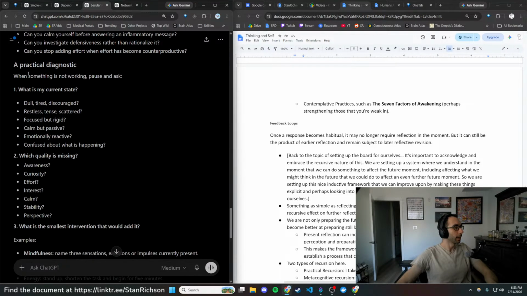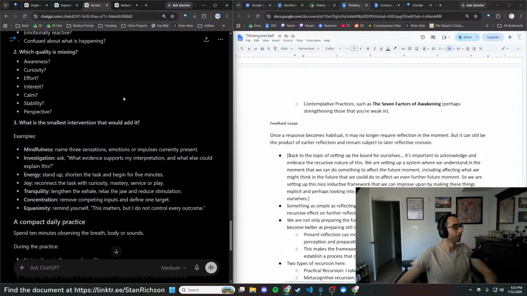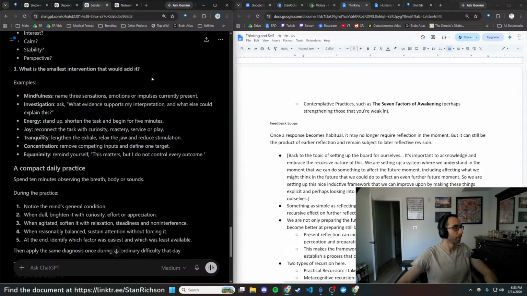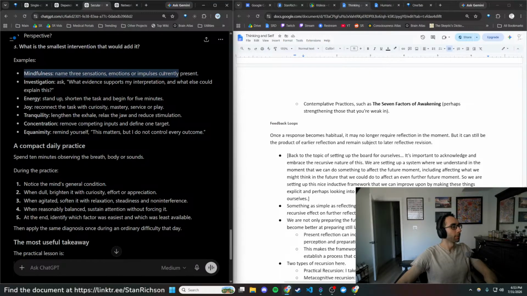Equanimity, practical diagnostic. Which quality is missing? So what is my current state? What is the smallest intervention that would add it? Oh, here we go. Mindfulness. Name 3 sensations, emotions, or impulses currently present. Of course, you would want to actually practice this. And you don't have to actually do it this way. This is an example practice.